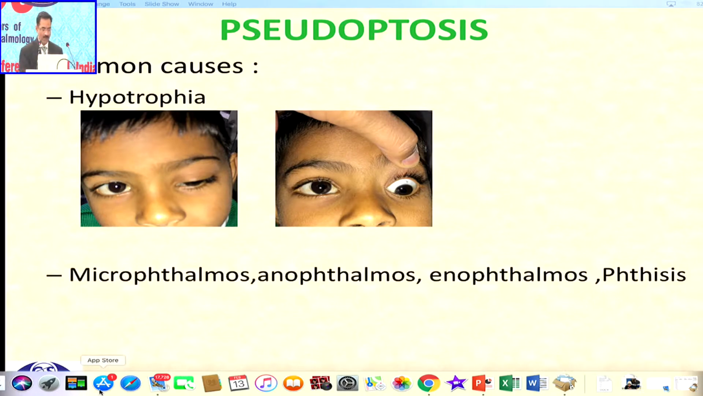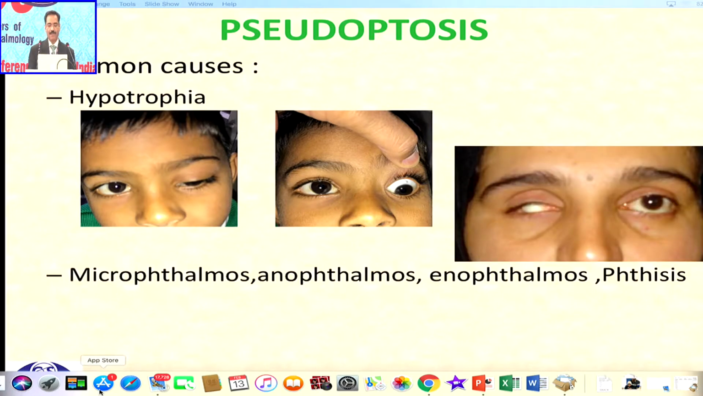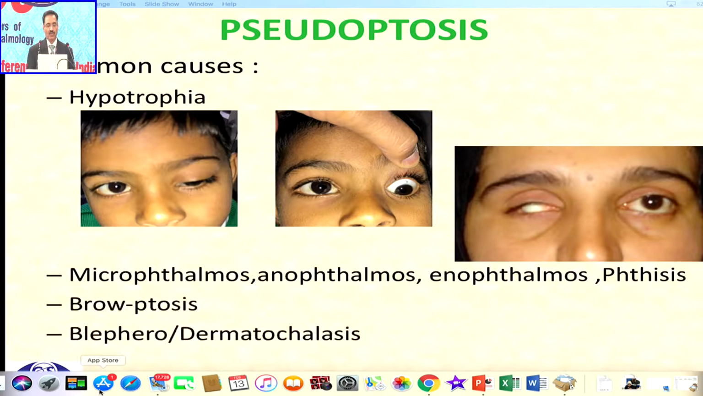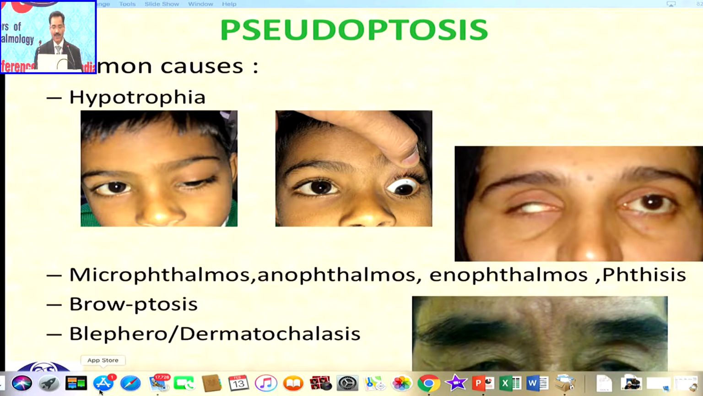Similarly, you may have a patient of microphthalmos, anophthalmos, phthisis bulbi, a patient with a smaller eyeball. There also the eyeball will not be able to support the eyelid, and there will be an appearance of ptosis, but actually there is no ptosis. Then there are conditions when there is droop of the eyebrow, or excessive skin which is causing an appearance of ptosis, but actually there is no ptosis.